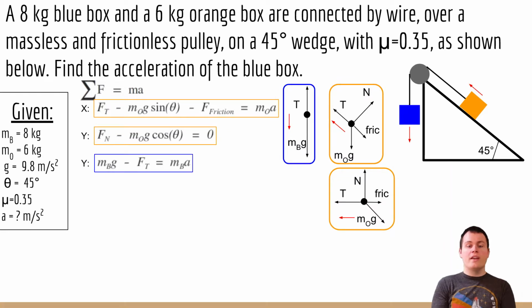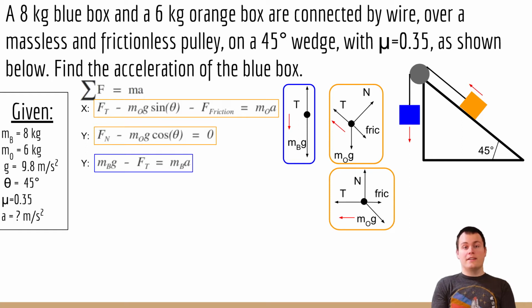Next, we look at the blue block. In the y direction, we have the force of gravity going down, which we're calling the positive direction, minus the force of tension going up. Those are the only forces, and we set them equal to the mass of the blue block times acceleration.